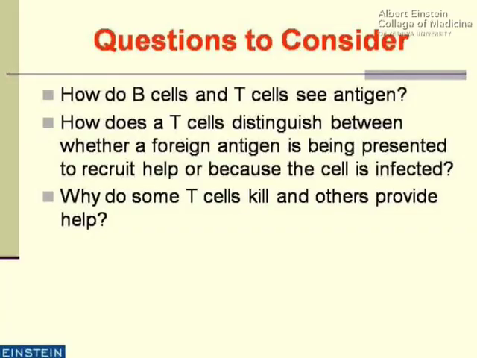And why do some T cells kill and others provide help? Because CD8 T cells see class 1 MHC, which tells them that the cell is infected and can't be saved, whereas CD4 cells see class 2 MHC, which means that it still can be assisted. And therefore, that kind of puts it in context.